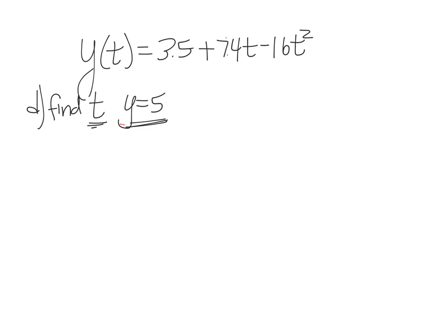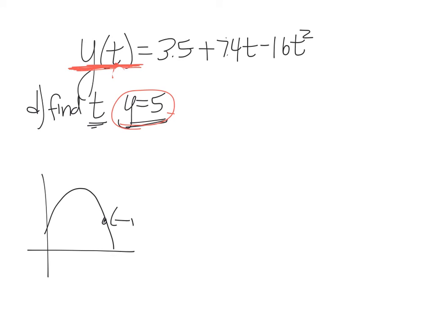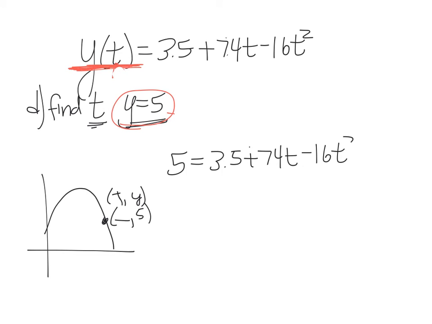Well, look, this is what your equation is saying. When y is 5, so we're going to put in y, not the t, y is equal to 5 feet. Right? So if I was looking at my graph, here's the point, 5 feet. What's the x when y is 5? Well, I can plug y in for 5 and solve for my x value, my t value. I'm just looking for that ordered pair that's on this graph. So let's plug in. 5 equals 3.5 plus 74t minus 16t squared.